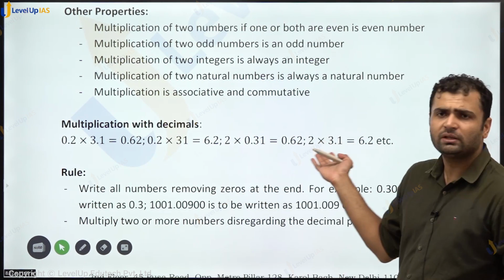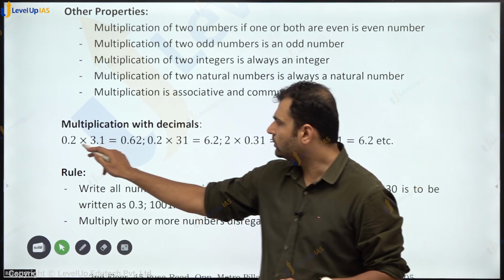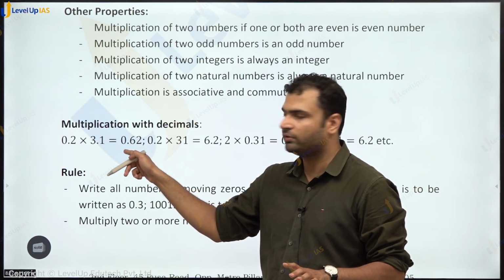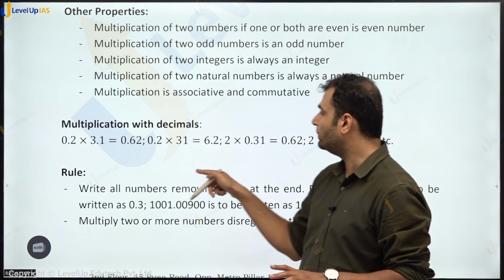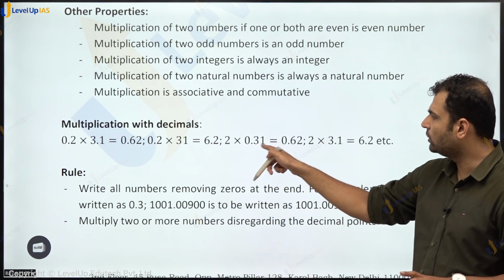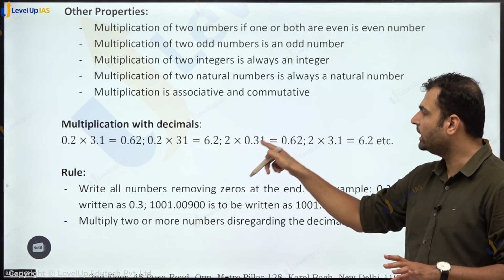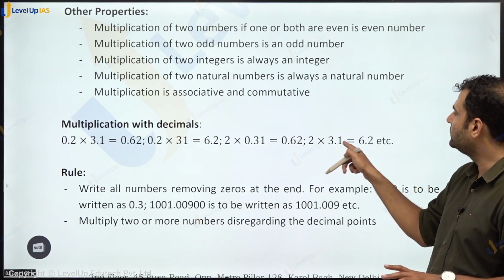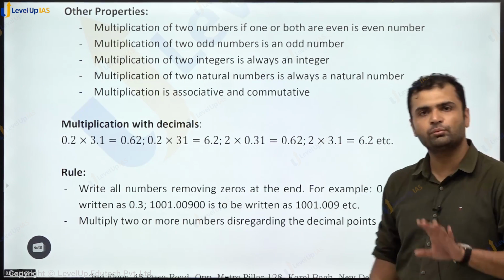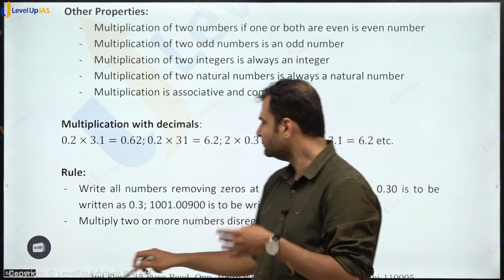Here are a few examples that I have given. Take 2 into 3.1, so the decimal point goes after 2 digits... 31 2s are 62, only 1 after the decimal, so 6.2. Then 2 into 0.31, 31 2s are 62 again, but 2 digits after the decimal here, 0 here, so 2 places, 0.62. 2 into 3.1, again 1 here, so 6.2. That is how you multiply.